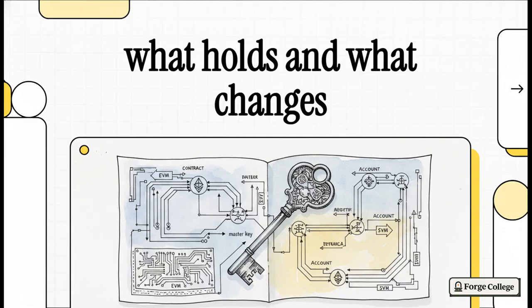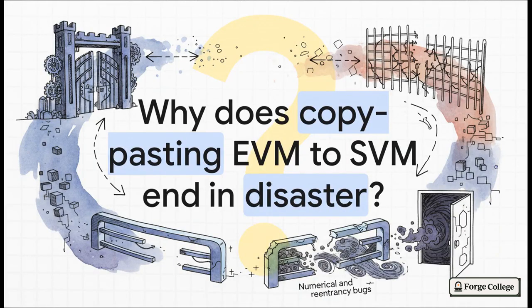As we map this out today, we're going to see exactly how these permission models translate, or in a lot of cases, completely fail to translate across these two environments. So, let's kick things off with a million-dollar question. Why does copy-pasting your Ethereum permissions directly over to Solana usually end in a total disaster? I know, it sounds a bit dramatic, but it's just the reality of the landscape.